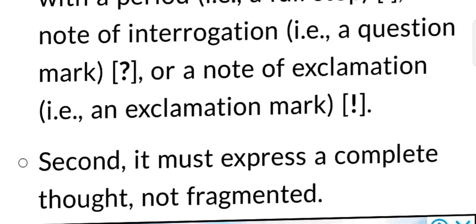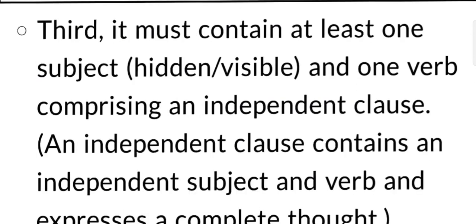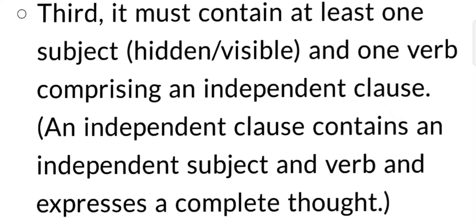Second, it must express a complete thought, not fragmented. And third, it must contain at least one subject, hidden or visible, and one verb comprising an independent clause. An independent clause contains an independent subject and verb and expresses a complete thought. So these are the three main important points.